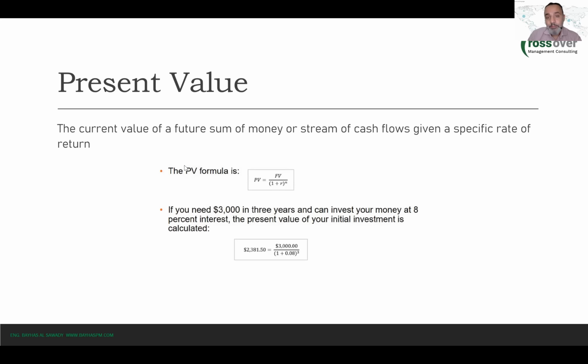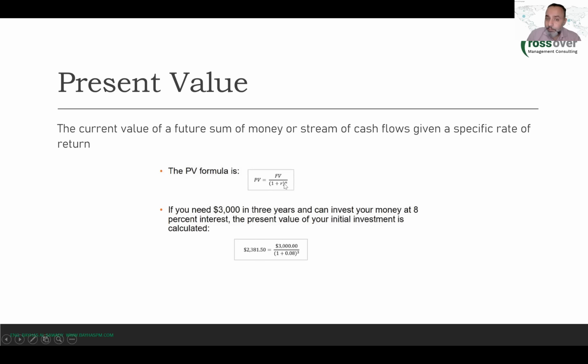So basically, this is the R, the interest rate that usually the banks can give you in this period of time. So the interest rate might be something between 3 to 5%.